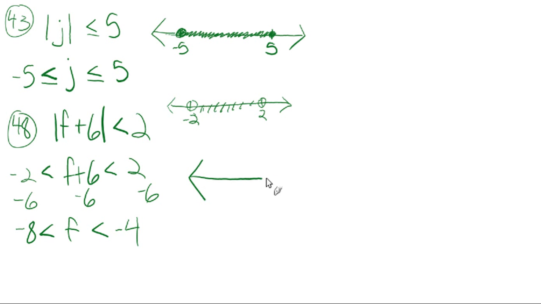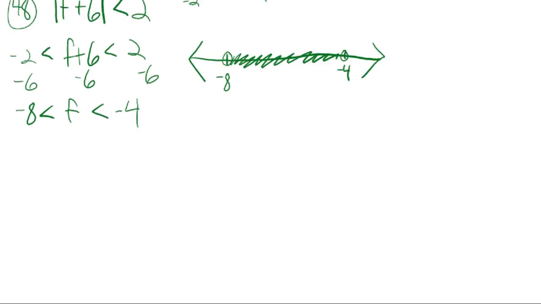So the graph of the actual solution, this is just to help us a little bit: f needs to be bigger than -8, open circle there, and it can go all the way up to -4, but it can't go any further than that, because then it would make this not true. Okay.